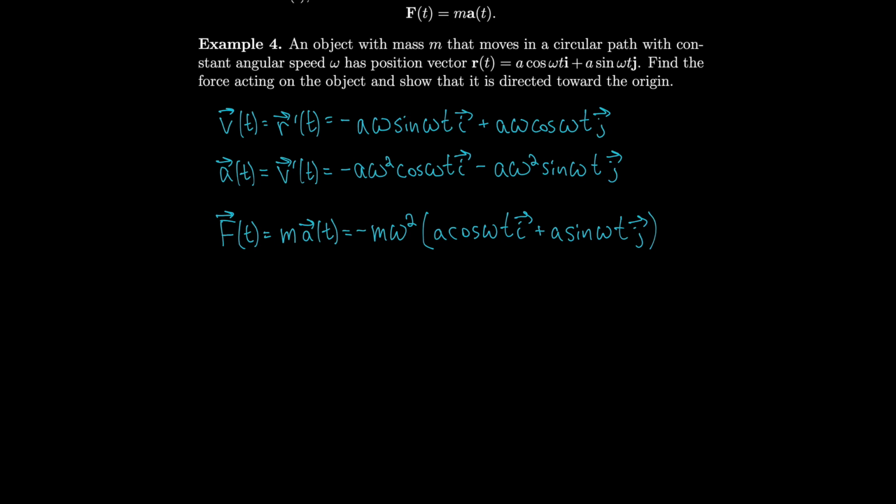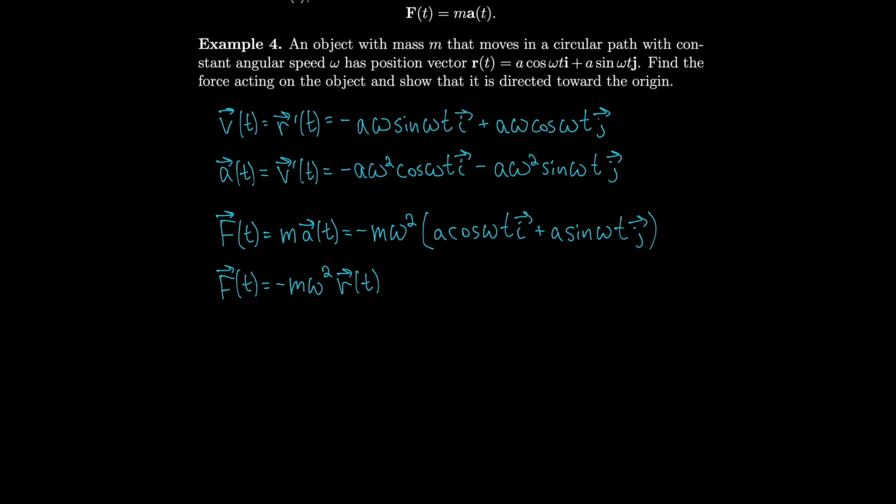But this is kind of cool. Notice that our position was given by this: a cosine omega t i plus a sine omega t j. So that means that we could write the force as just minus m times omega squared times position. So the force vector is basically the position vector, except that it goes backwards. The position vector pointed towards a circular path, so this points the opposite way. It points inward from the circular path towards the origin.